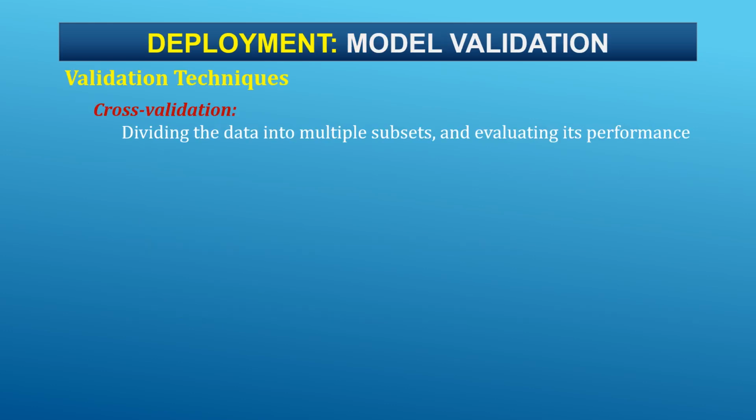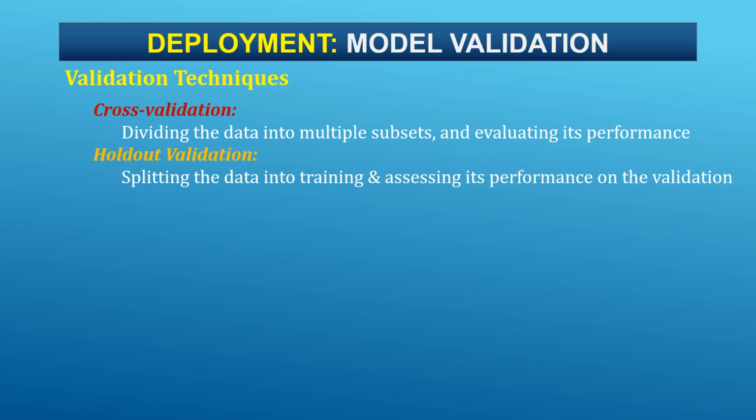Validation techniques. Cross-validation: dividing the data into multiple subsets, training the model on several combinations of these folds, and evaluating its performance on the remaining data. Holdout validation: splitting the data into training and validation sets, training the model on the training set, and assessing its performance on the validation set.